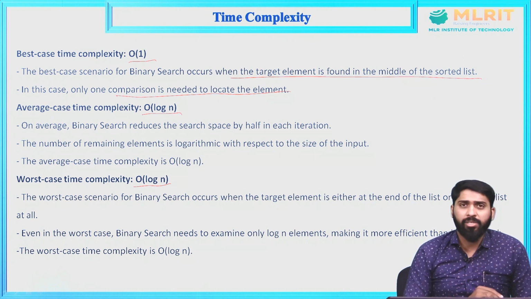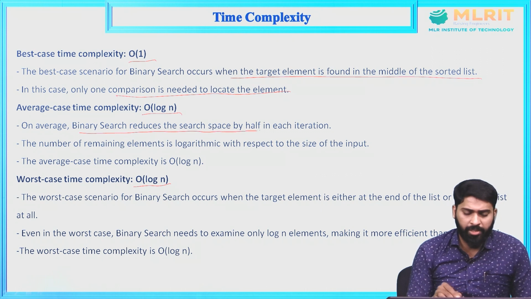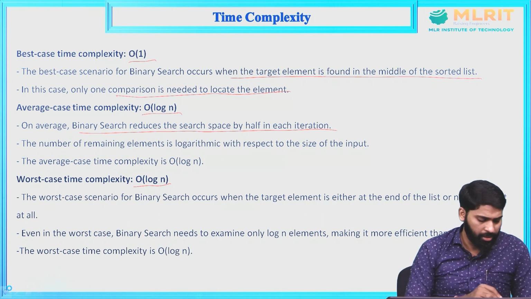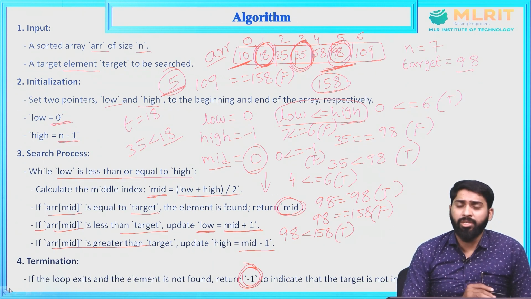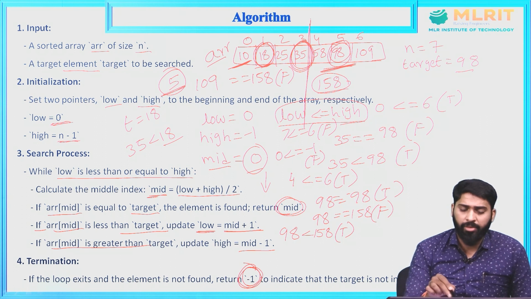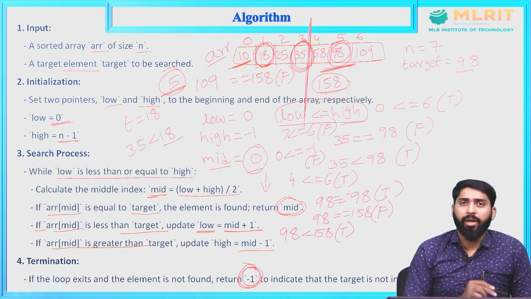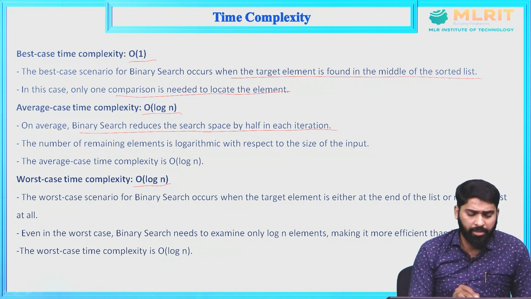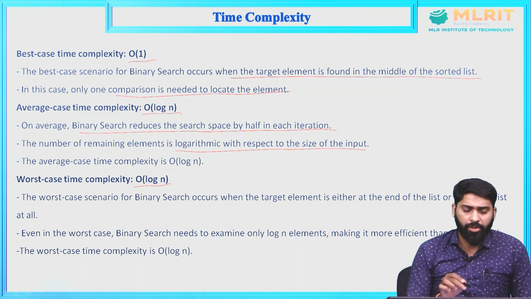So average case time complexity: on average binary search reduces the search space by half in each iteration. Now, how many elements we have? 7. In first iteration we discard half. Here the searching element is 98. Now the array is reduced to half, and the number of remaining elements is logarithmic with respect to the size of the input. So it is log n.